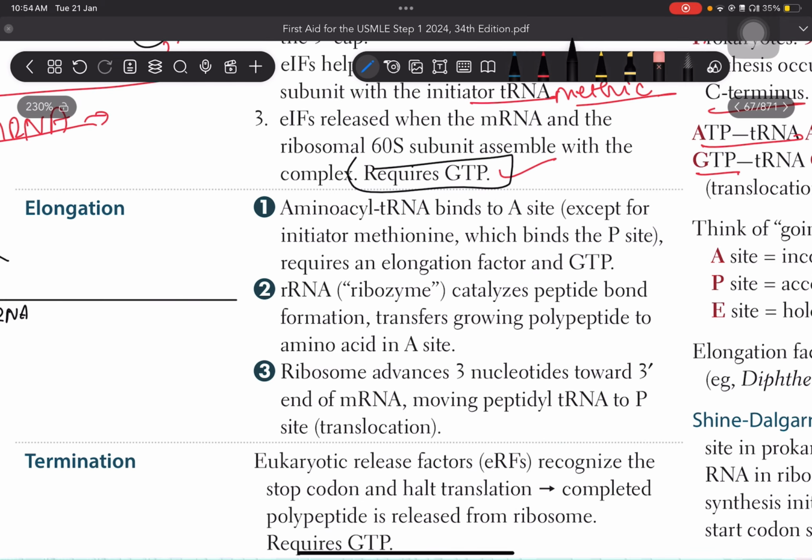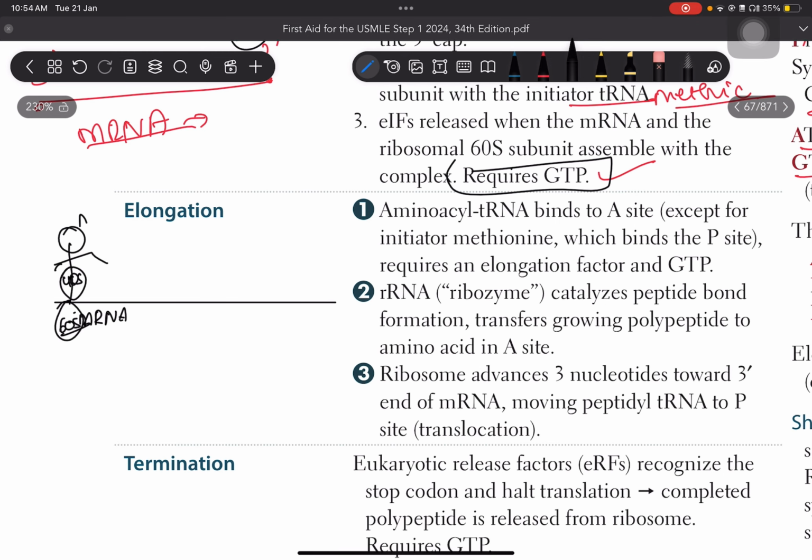Now amino acid tRNA binds to the A site. What do you mean by A site? A site is nothing but the acceptor site. This is except for initiation methionine, which has already been there and binds to the P site. It requires elongation factors and GTP. Already you require one GTP for initiation and another GTP for your elongation.